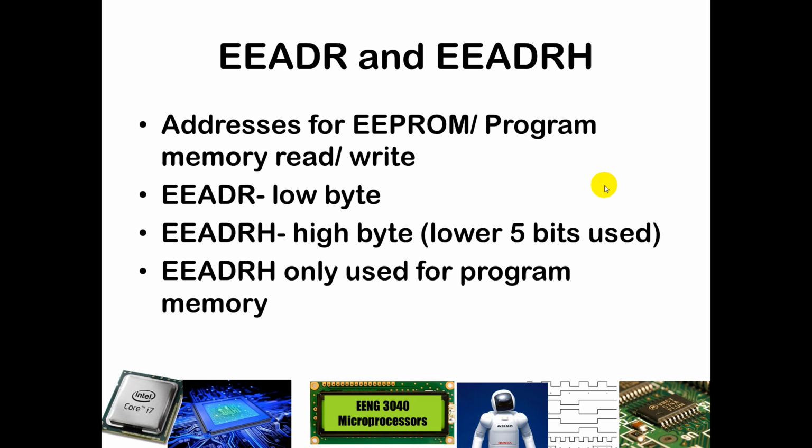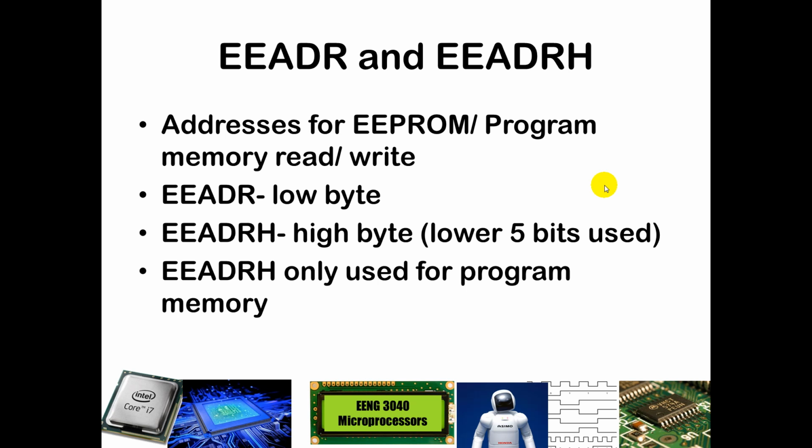And just like you have data, you also have an address. And similarly, since we only have 256 locations in the EEPROM, we only need EEADR for using the EEPROM. But if we are talking about writing to the program memory, remember you've got 8,192. So if you're reading or writing from the program memory, you will also need the high byte. Really, you're only using the lower 5 bits of that because you've got 14-bit addressing.